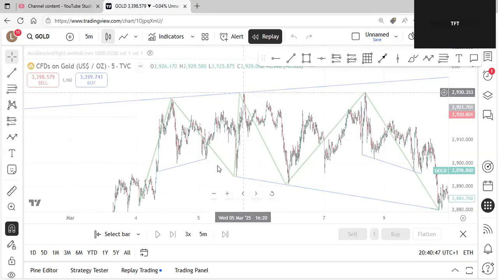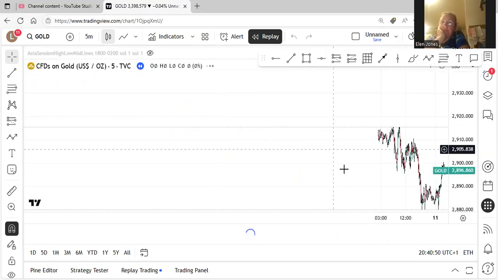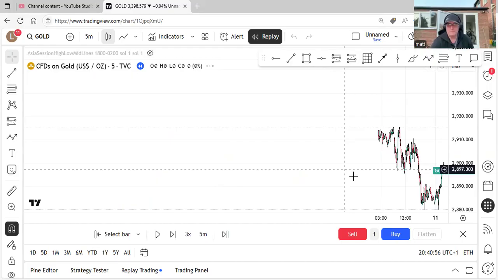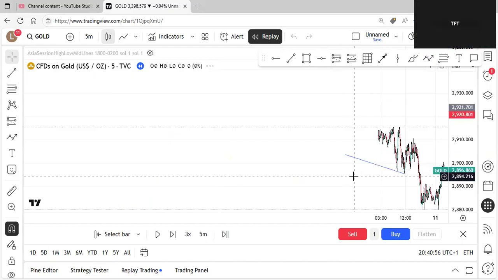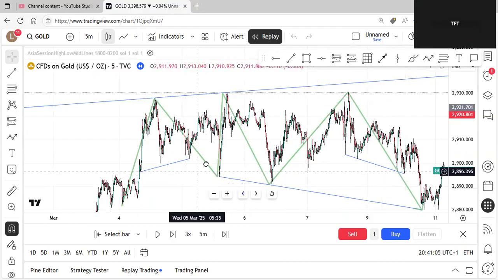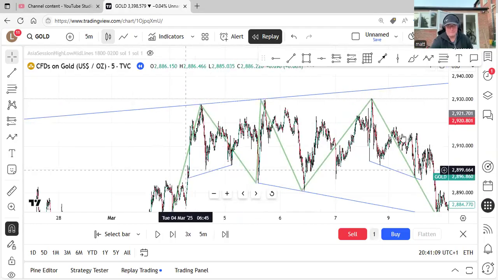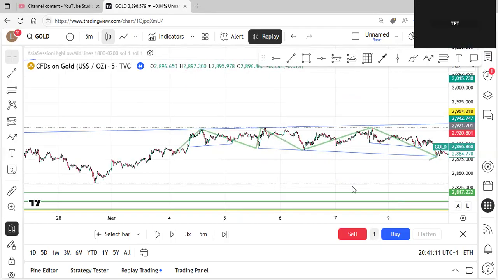I've got it drawn on my screen what I think the issue is anyway, but sorry, my screen's loading. Is it frozen on your side? Yes. Okay, well, I'll wait for it to load back up. Is that better? Yeah, it's good. Yeah, sweet.